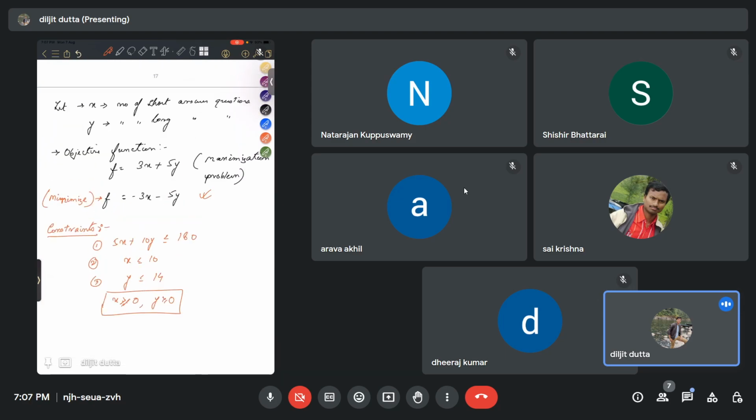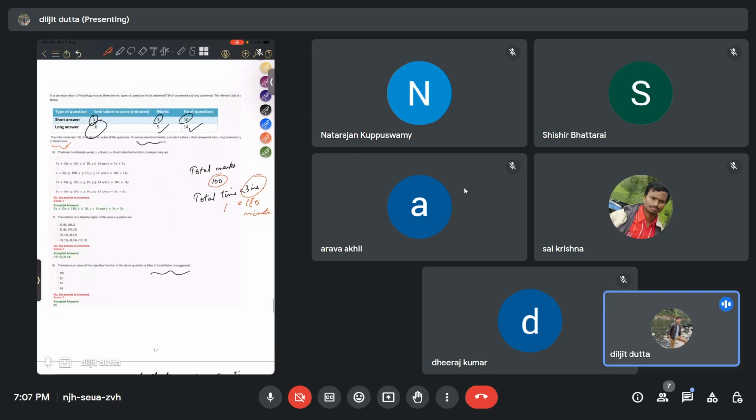This is our objective function and these are our constraints. So we will match for the first problem: the linear constraints except x greater than 0 and y greater than 0, and the objective function z. So we found z is equal to 3x plus 5y. And the second constraint is 5x plus 10y less than or equal to 180. That is fine. And the other two constraints are x less than or equal to 10 and y less than or equal to 14. So that is the first question.